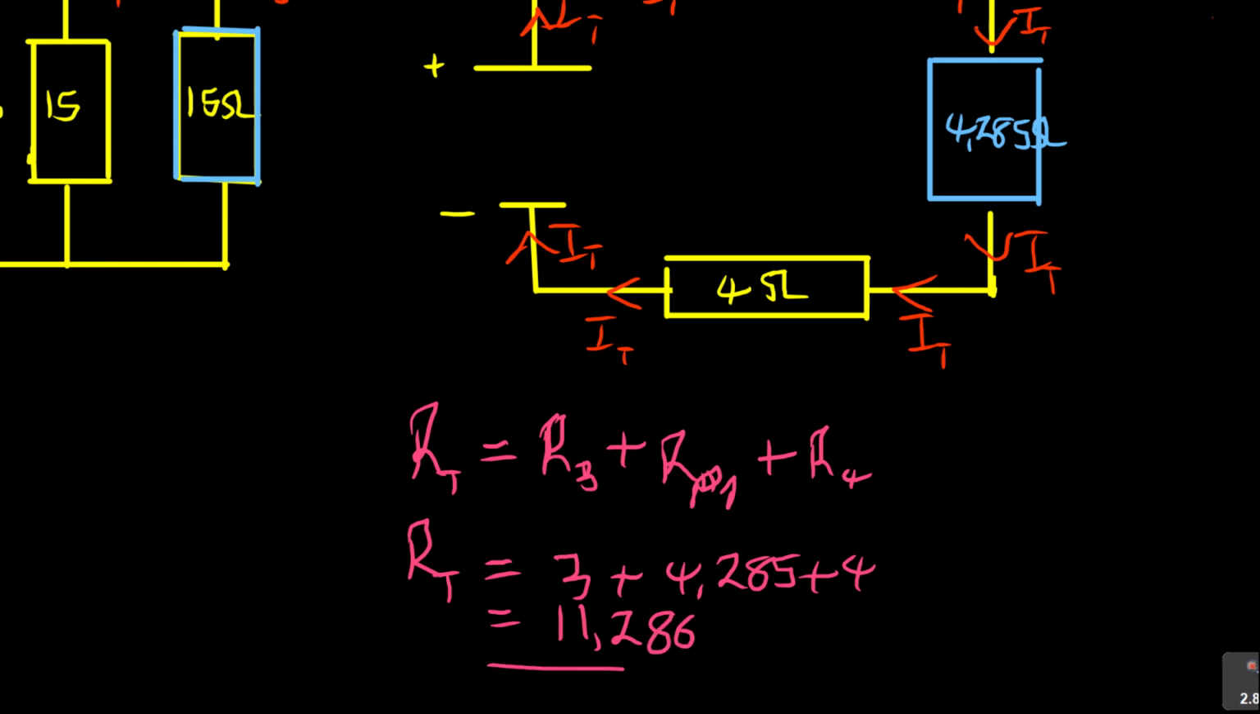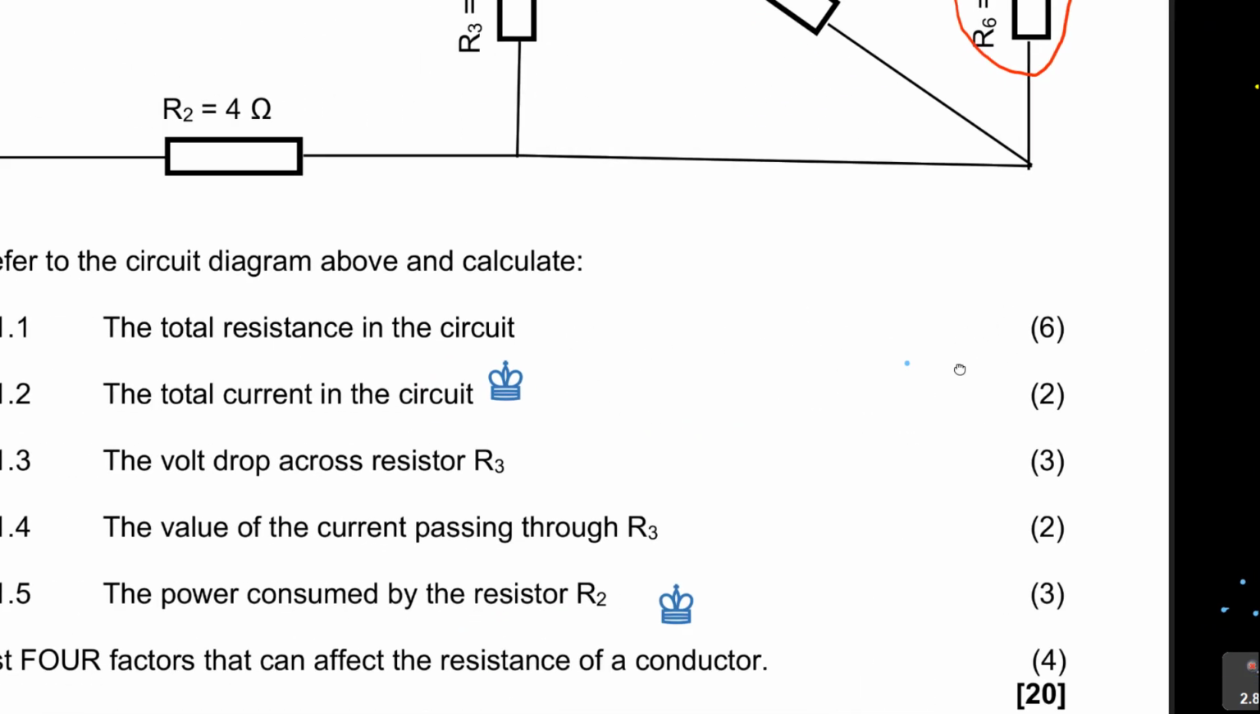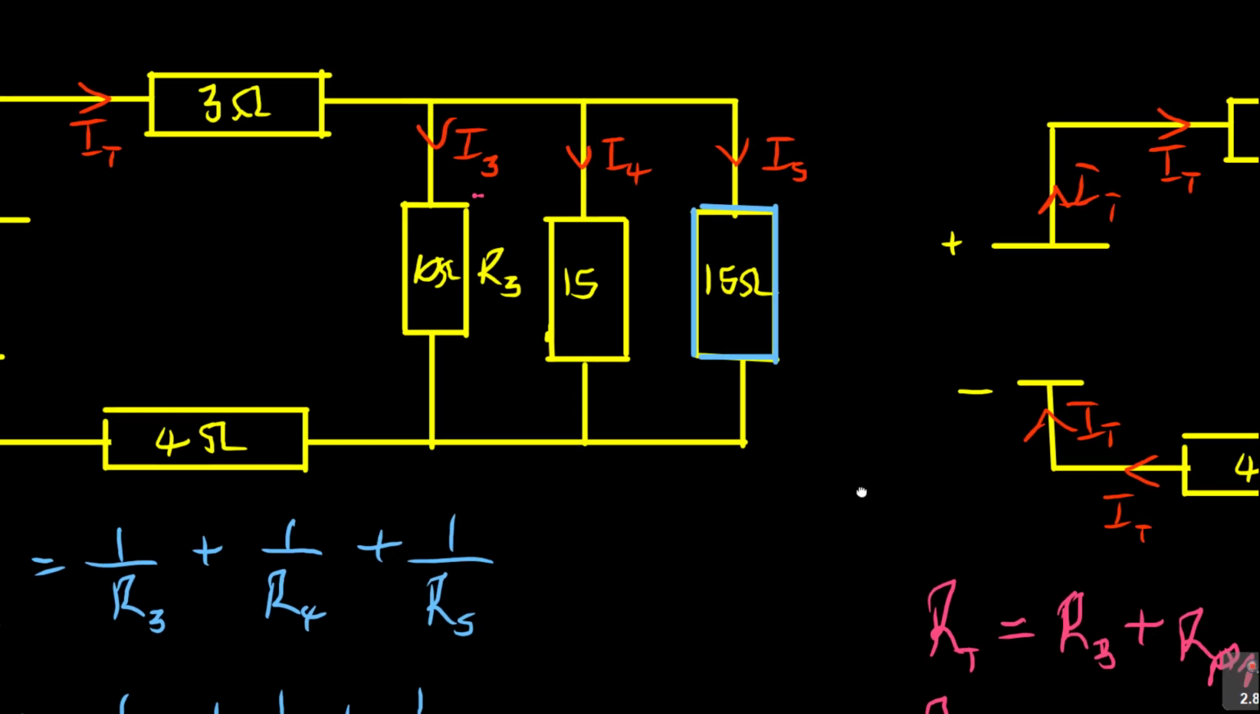11,286. I don't know what they say is the number of decimals. Usually it's 3 decimal places, 2 or 3. So there is our R total. That's the answer they wanted here. Find what? Total resistance in the circuit. 6 marks. That's it.